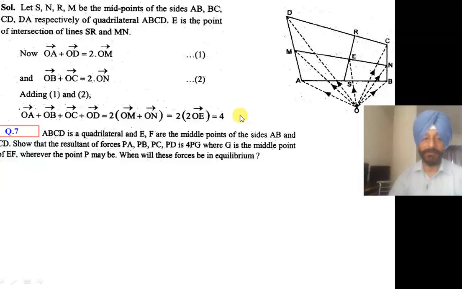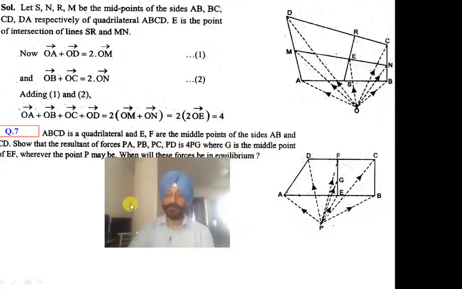So another question. ABCD is a quadrilateral, E, F are midpoints of the sides AB and CD. Show that the resultant of forces PA, PB, PC, PD is 4PG, where G is the midpoint of EF, wherever the point P may be. When will these forces be in equilibrium? Equilibrium means when the resultant is equal to 0. So I leave this question for the students.